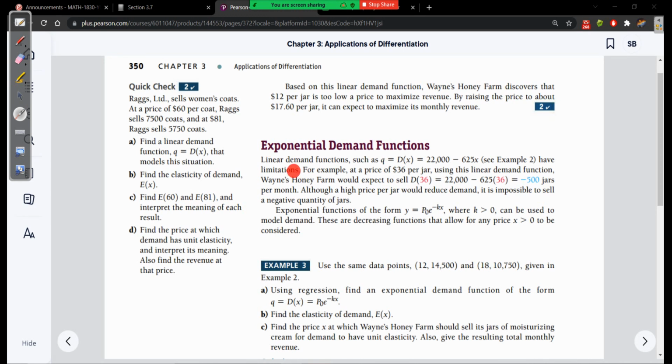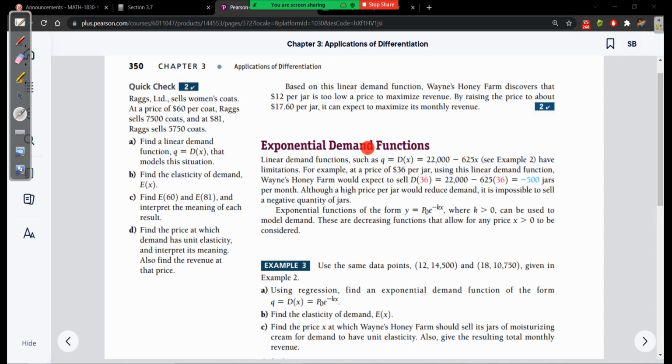So the linear demand functions, such as the one we had, have limitations, okay? And the limitations occur, I wouldn't necessarily say at the extremes, but I'll just let the textbook do the talking here. So for example, at a price of $36 per jar using the linear demand function, if we plugged 36 into our demand function, we end up with negative 500 jars. Although a high price per jar would reduce demand, it's impossible to sell a negative quantity of jars. So this is where we start talking about the exponential demand function.